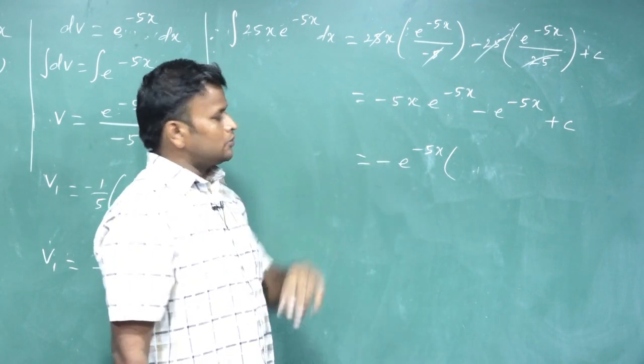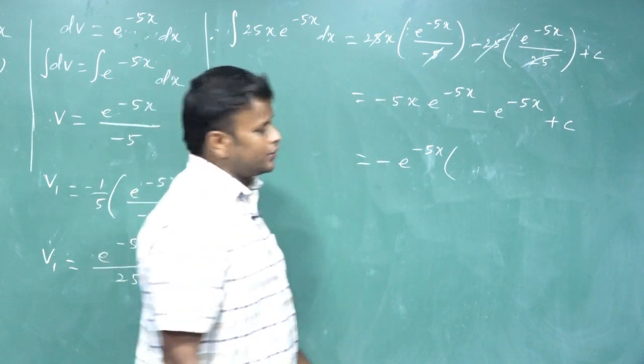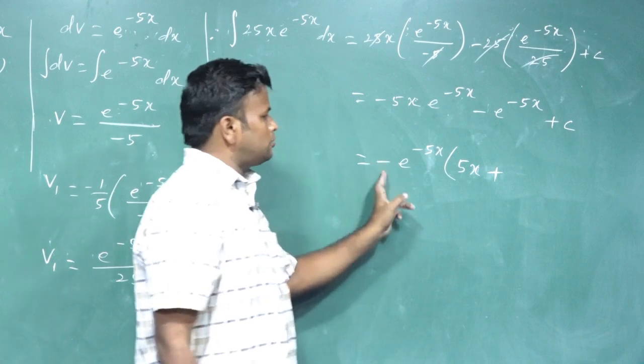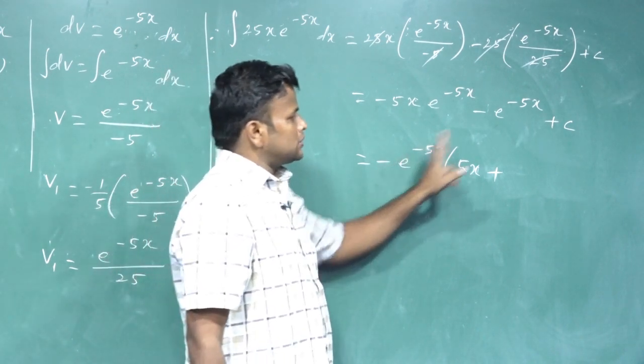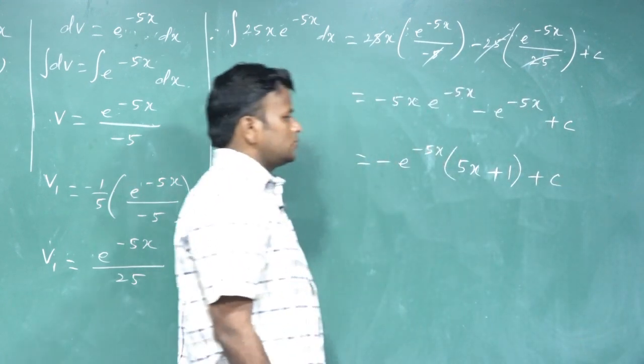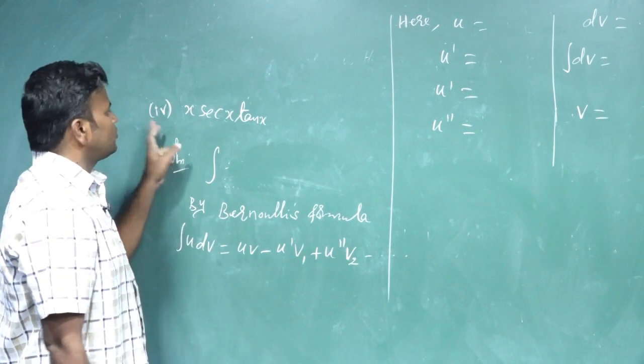What is the remaining in the first term? This minus e power minus 5x will be taken outside. Remaining is 5x. I put plus because we take outside minus. Plus, all terms taking outside, plus 1 plus c. So this is the answer of the third. Now we move to the fourth one.